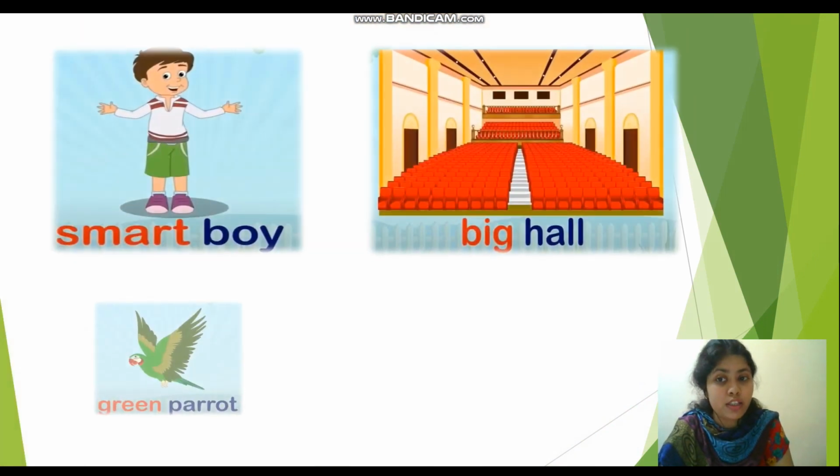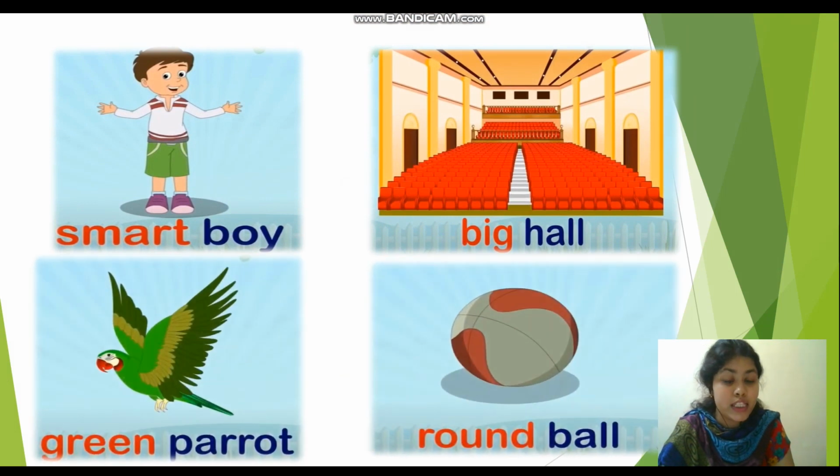Children, what can you see on the screen? Yes, there are 4 pictures. The first picture is of a smart boy. The second one, big hall. The third one, green parrot. And the fourth one, round ball.